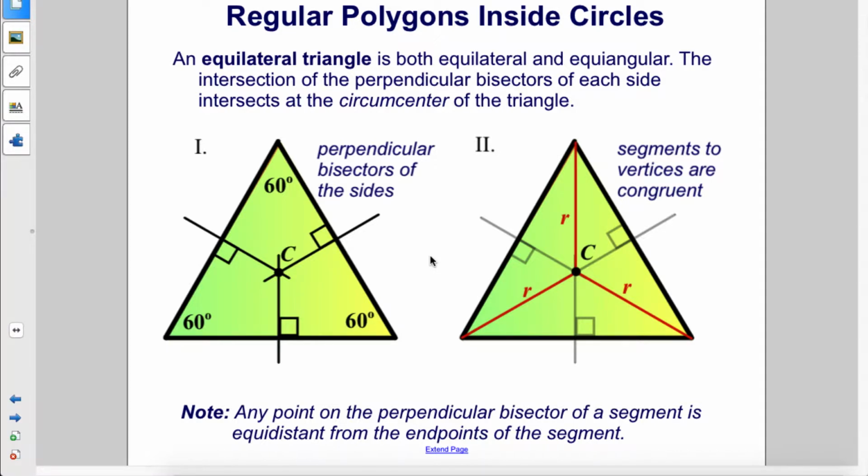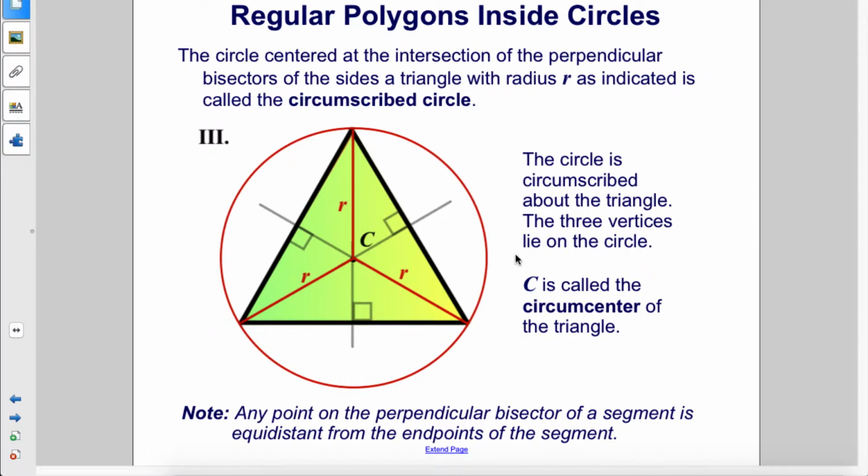The intersection of the perpendicular bisectors of each side intersects at the circumcenter of the triangle. So here we have an equilateral triangle with the perpendicular bisectors of the sides, and they intersect right at the center of the triangle. Segments to vertices are also congruent. Any point on the perpendicular bisector of a segment is equidistant from the endpoints of the segment.